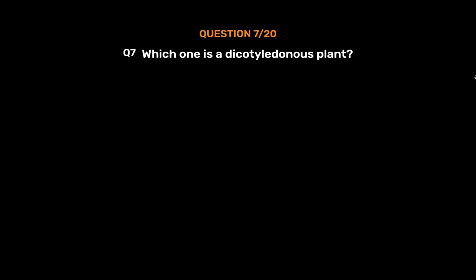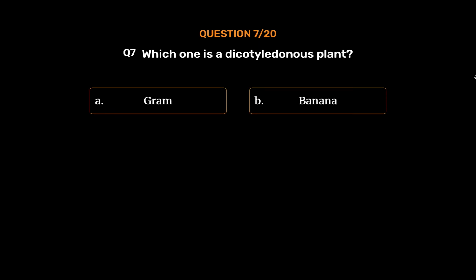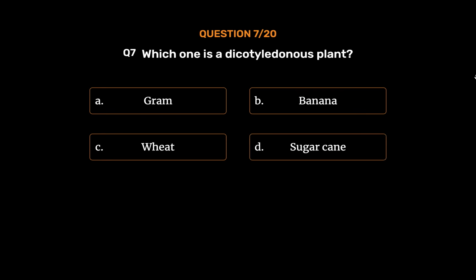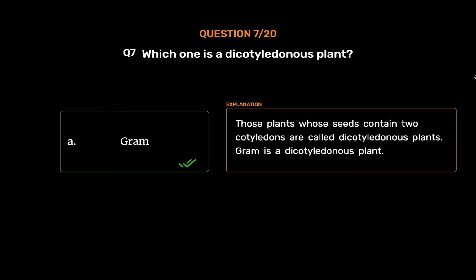Question number 7. Which one is a dicotyledonous plant? Option A, gram. Option B, banana. Option C, wheat. Option D, sugarcane. The correct answer is Option A, gram. Those plants whose seeds contain two cotyledons are called dicotyledonous plants. Gram is a dicotyledonous plant.